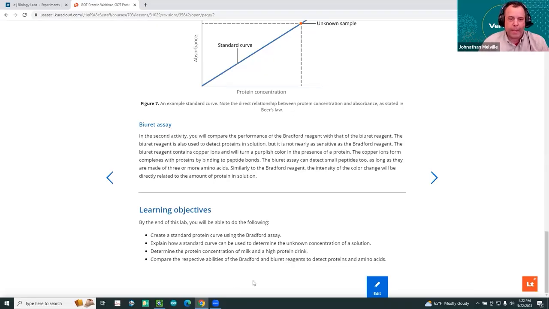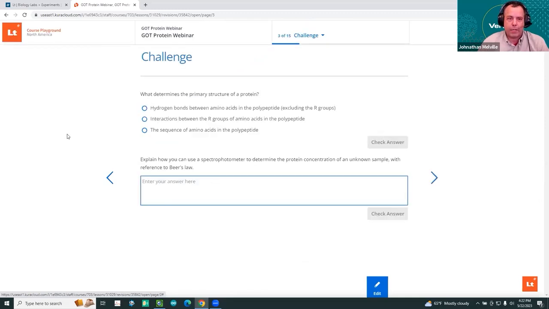Down at the bottom here, it has the learning objectives, which are to create a standard protein curve using the Bradford assay, explain how a standard curve can be used to determine the unknown concentration of a solution, and then determine the concentration of milk and a high protein drink, and then also compare the respective abilities of Bradford and Bio-Rad reagents. There's other things in this activity as well. So let me go to the next page here.